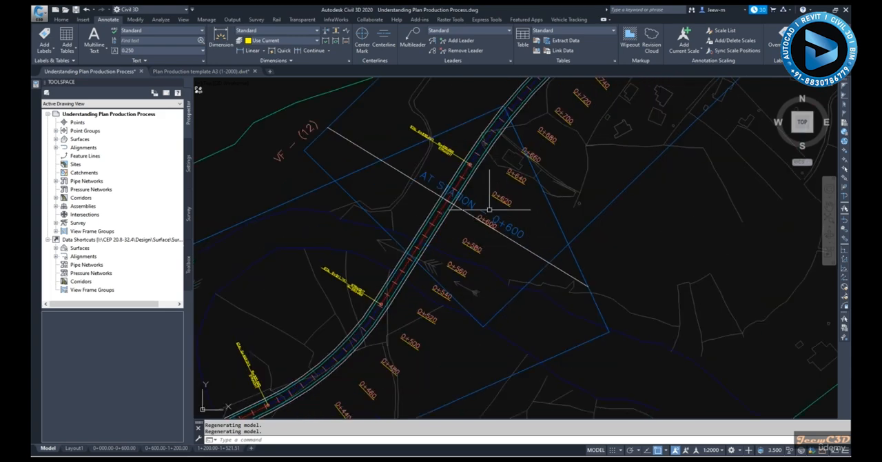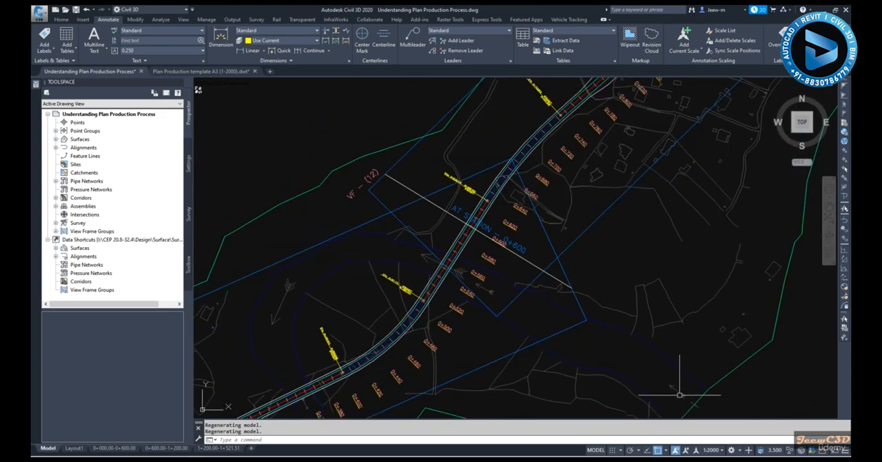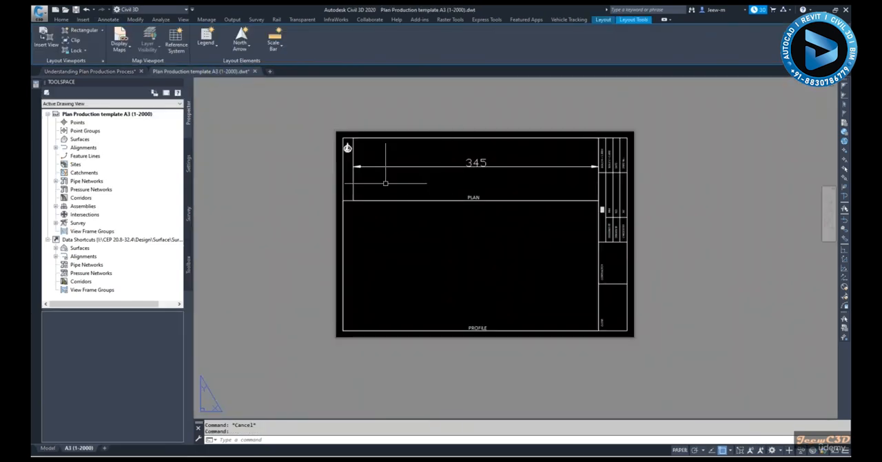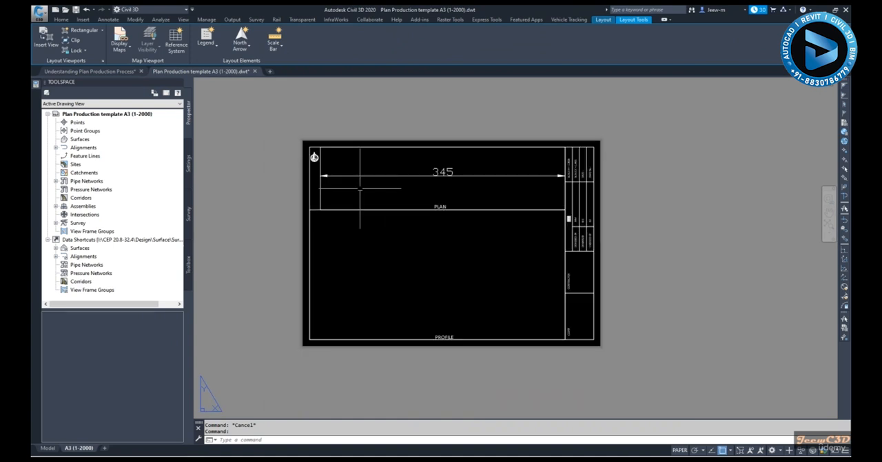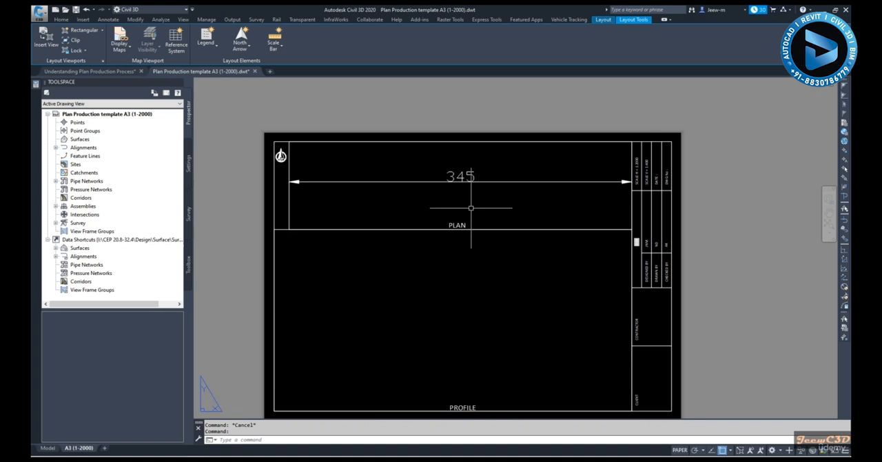So how do we get this 600 meter value? Our scale of the drawing is 1:2000. If I go to my plan production template, this length is 345. That is for 1:1000 scale. If you go for 1:2000 scale, this should be multiplied by 2. In other words, this is 690 meters. In the viewport, you can show 690 meters.